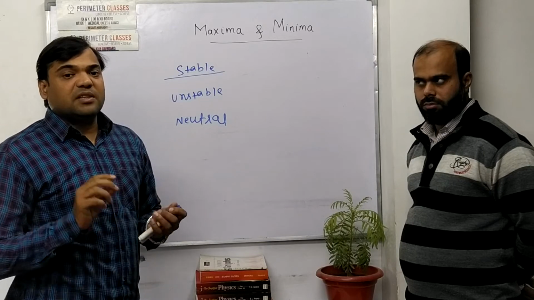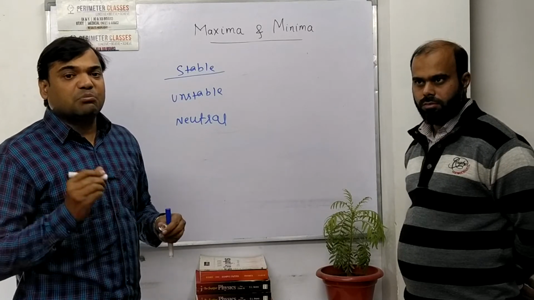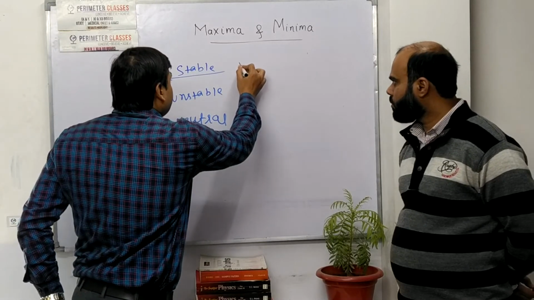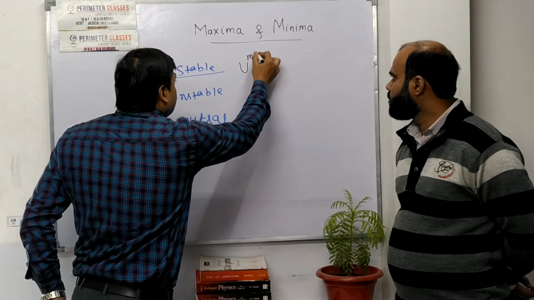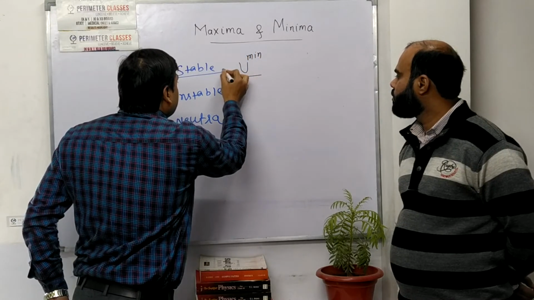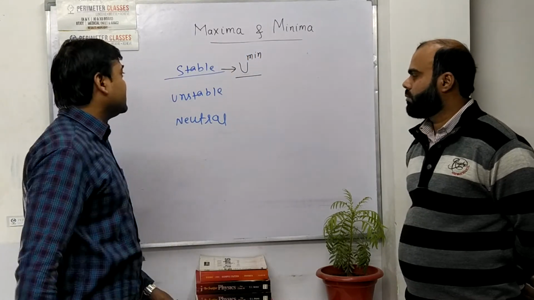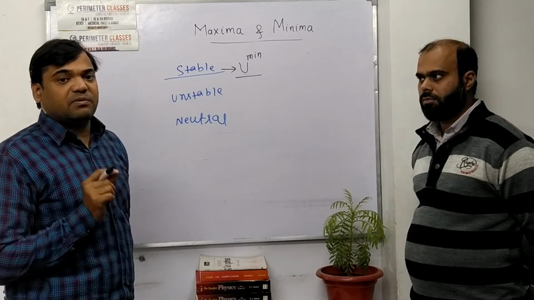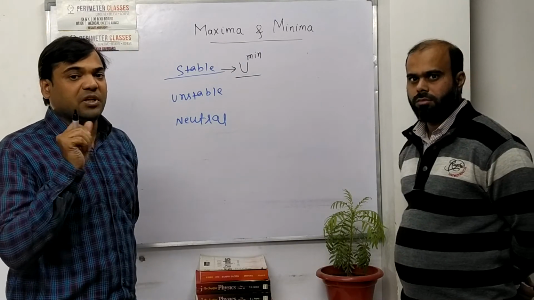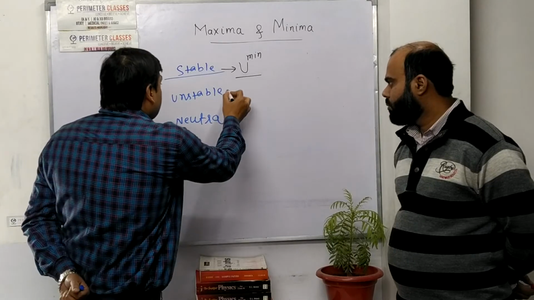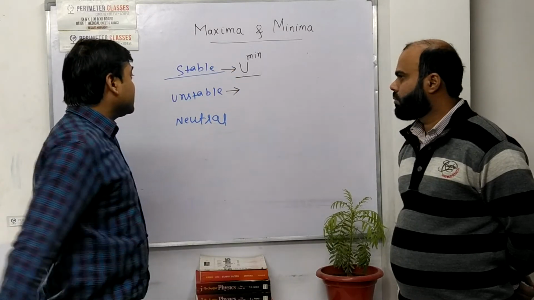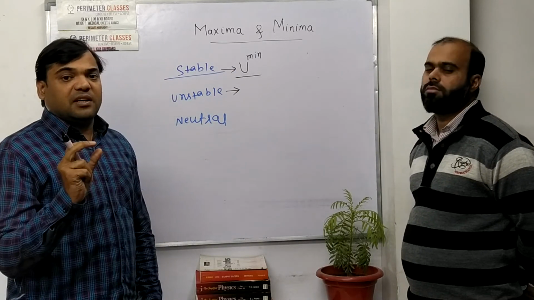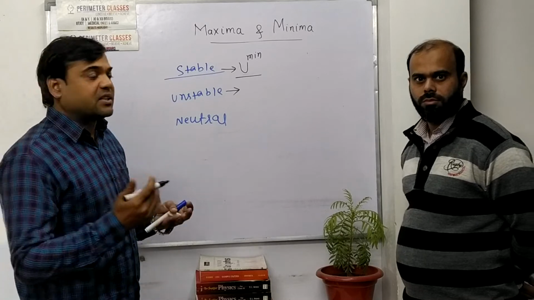Stable equilibrium means when the system has its minimum energy. So if I write U as energy of a function, then the stable equilibrium means the potential energy of a function of a system is minimum. Now, unstable equilibrium means when the potential energy of a given system is maximum.